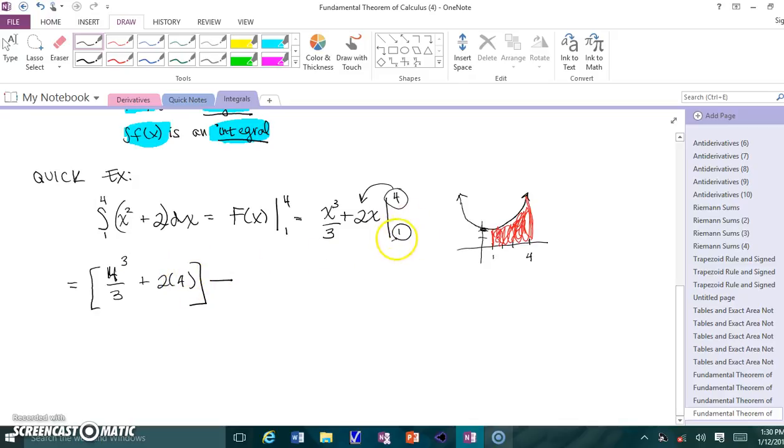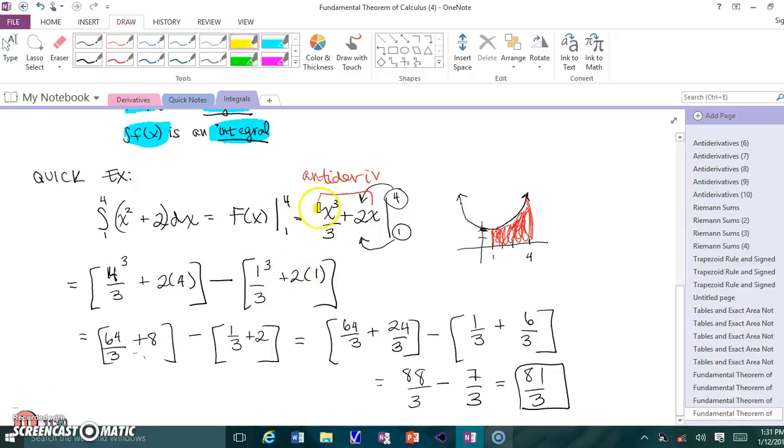Subtract, now evaluate your antiderivative at 1. 1 cubed over 3 plus 2 times 1. So let me just emphasize one more time. This is the antiderivative. I'm plugging 4 into my antiderivative, which is this. I'm plugging 1, the lower limit, into my antiderivative, which is this. And then I subtract. I don't have a calculator, so I did a ton of fraction work here.